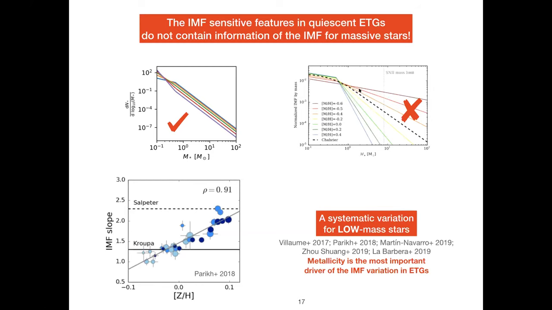But in some literature, you see such assumptions, which are not properly reasoned, let's say. So these people haven't realized that, so they assumed that the MF above 0.5 solar mass is changing, which also affects your stellar population synthesis, because you change the MF between 0.5 to 1, but it's not supported that this trend is continuing for the massive stars.